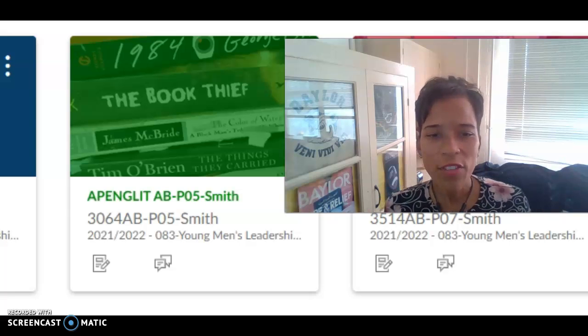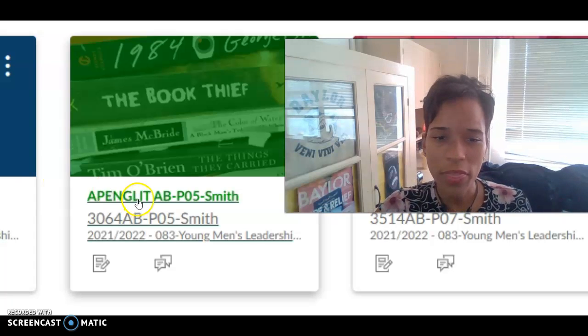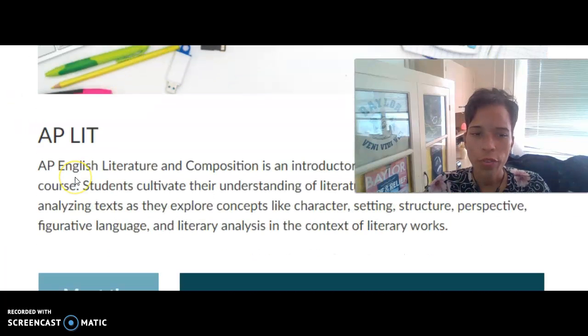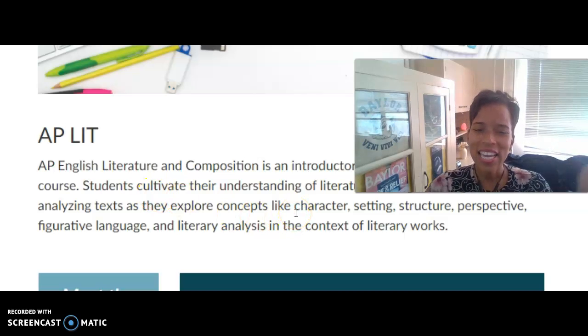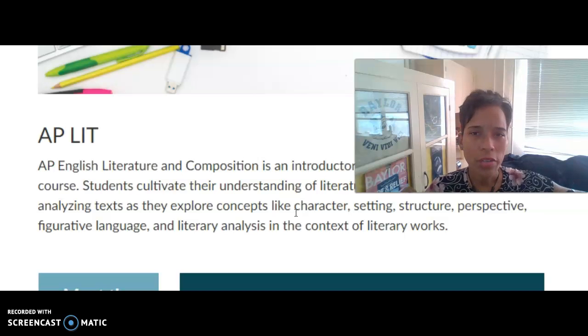Okay, so if I have your student for AP Literature, this is what their course looks like. I have them 5th period, and this is their course overview. So AP Literature is an introductory college-level literary analysis course, and students will cultivate their understanding of literature through reading and analyzing text. So already they have started reading Frankenstein.